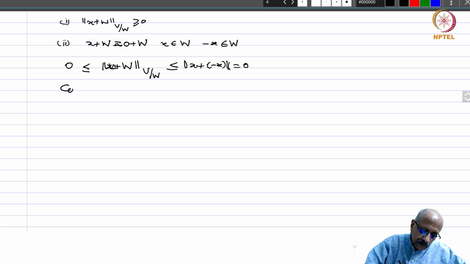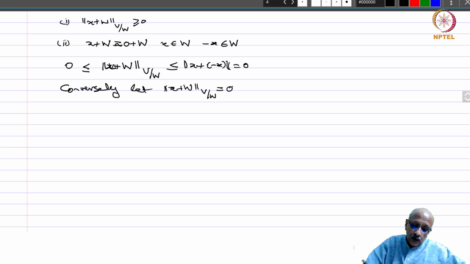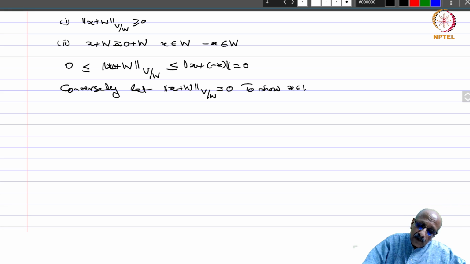Conversely, let the norm of x plus W in V by W be equal to 0. Then we have to show that this is the 0 element, or in other words, to show x belongs to W. Then this will become the 0 element, because if x belongs to W, that is nothing but the 0 element here.